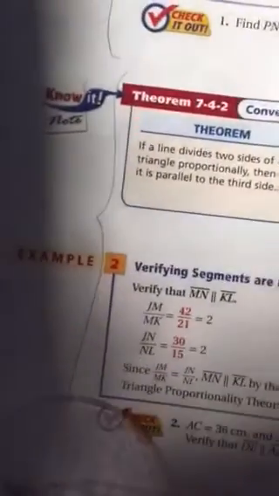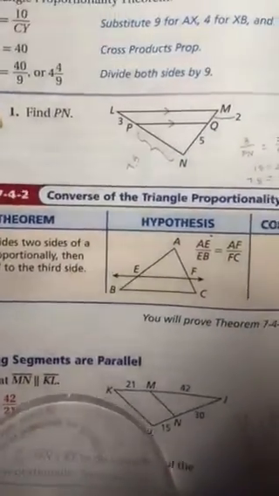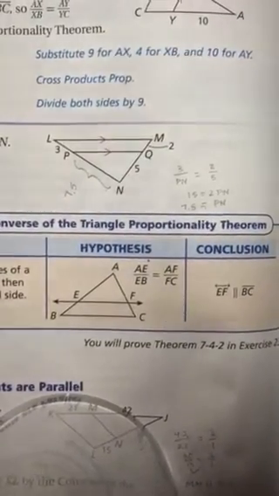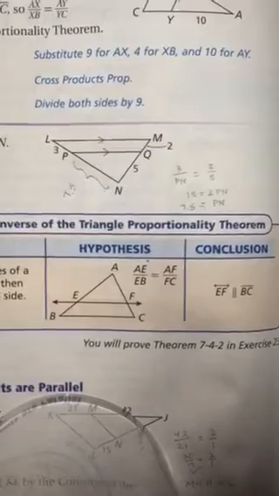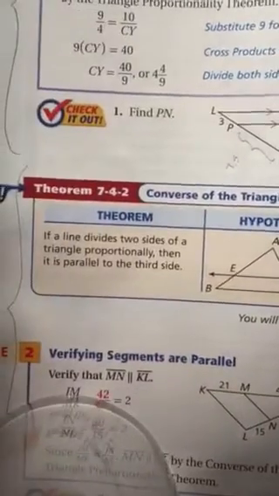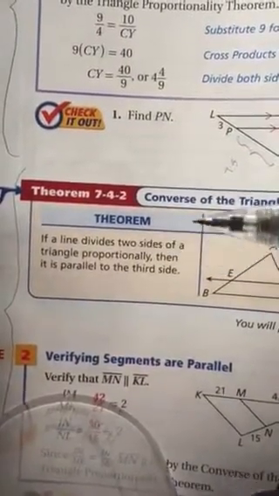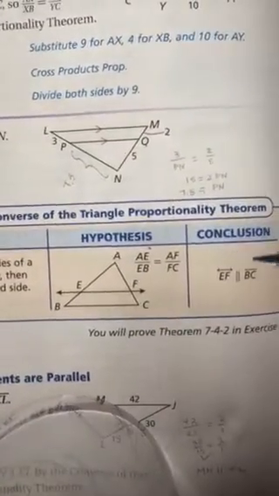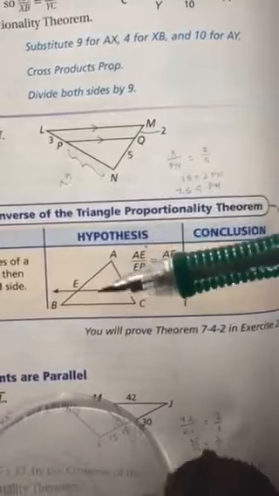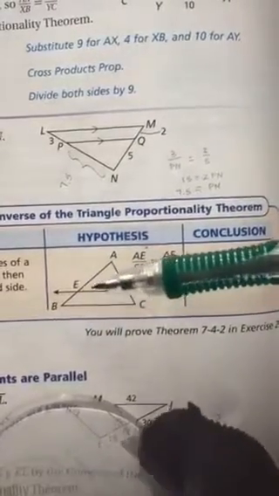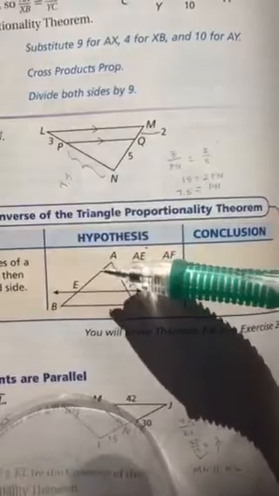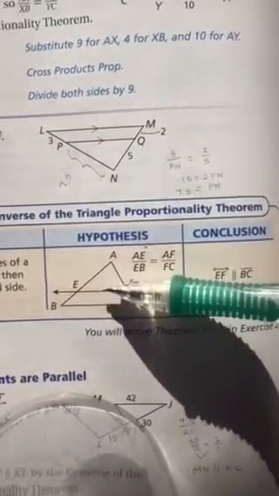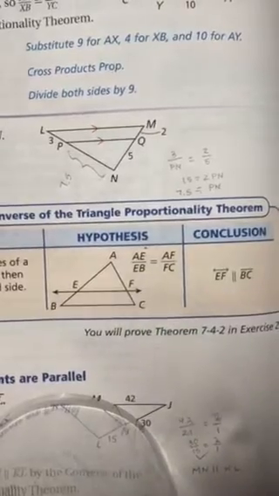All right, moving on, our next theorem, 7-4-2, is just the converse of what we just learned. So this is the converse of the triangle proportionality theorem, and it says if a line divides two sides of a triangle proportionally, then it's parallel to the third side. So it's just the opposite of what we learned a while ago. If a line, being EF, right across the middle, divides two sides of a triangle proportionally, then it means that it is parallel to the third side of the triangle.